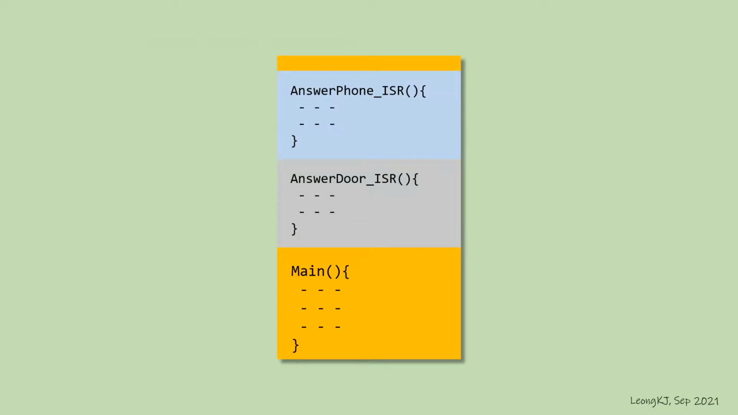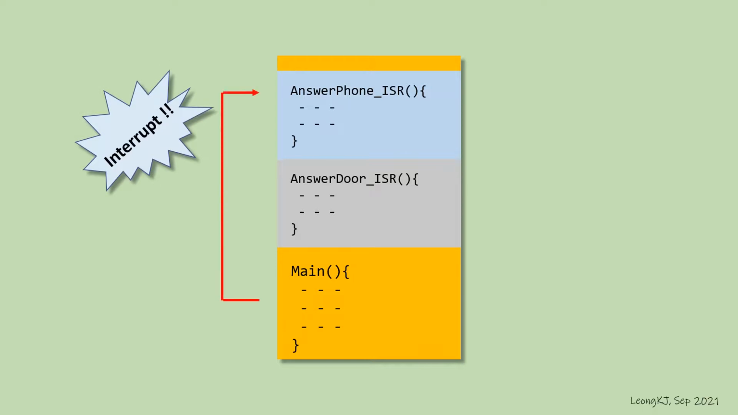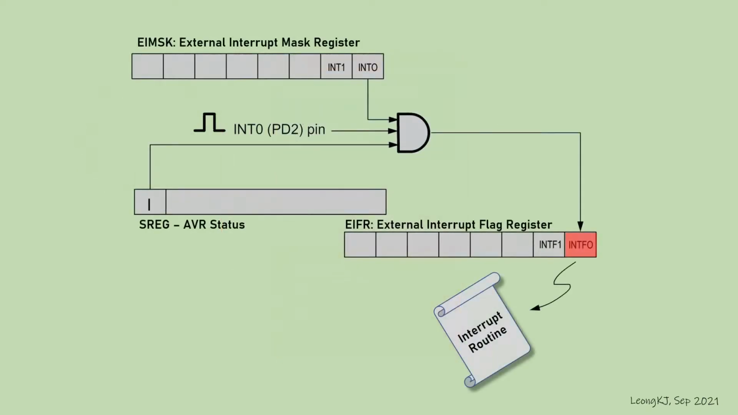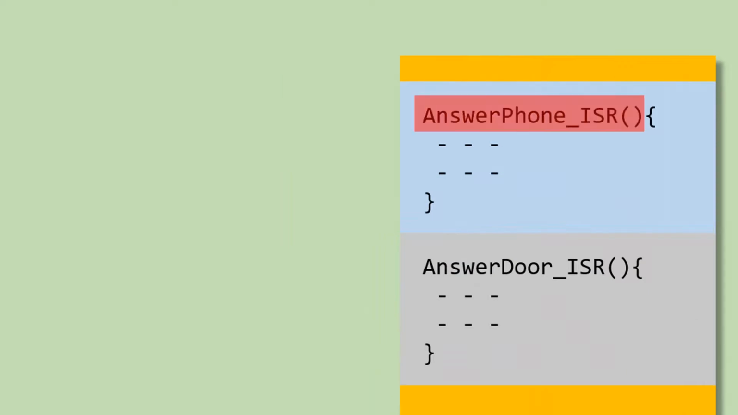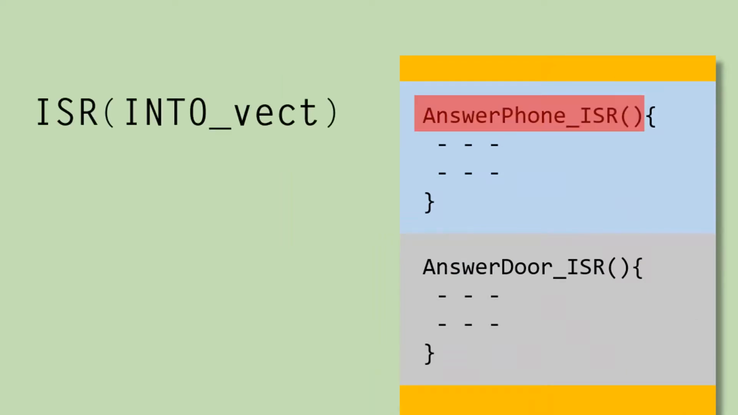Remember the interrupt process? When an interrupt occurs, execution is transferred to the interrupt service routine. We need to write this interrupt routine to respond to external interrupt 0. The interrupt routine name follows a certain keyword defined by the compiler.